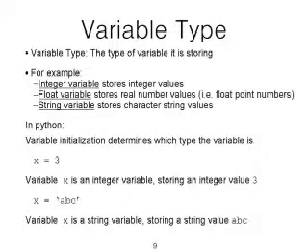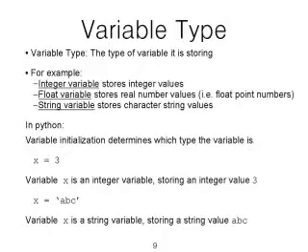Variable type defines what type of information this variable is storing. There are some most commonly used variable types in Python. Integer variables store integer values. Float variables store real numbers, such as floating point numbers. String variables store character strings, that means a number of characters.